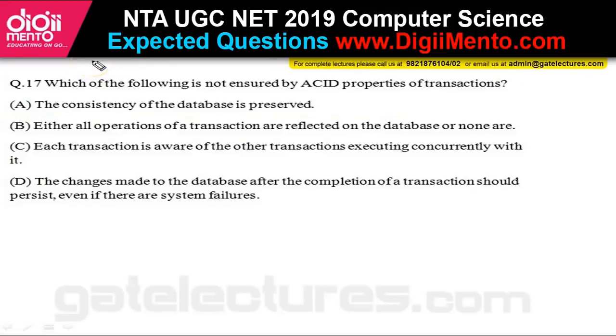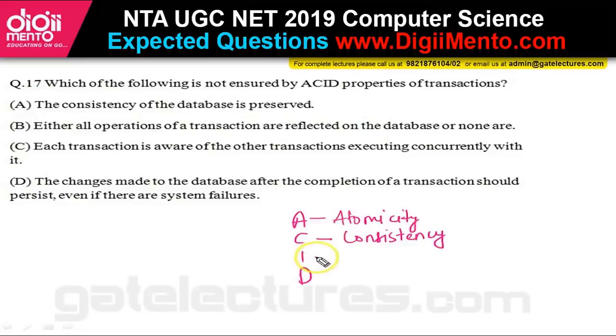So we have our next question, which says: which of the following is not ensured by ACID properties of transactions. So we all know the ACID properties of a transaction. A is atomicity, C is consistency, I is isolation, and D is durability. Okay, so they are saying which of the following is not ensured by the ACID properties of transactions.